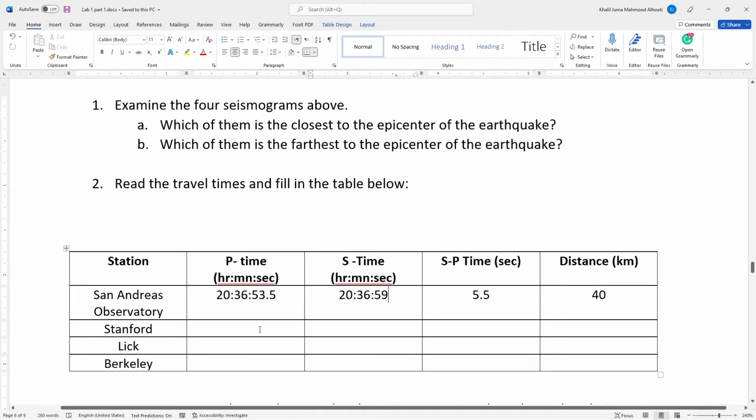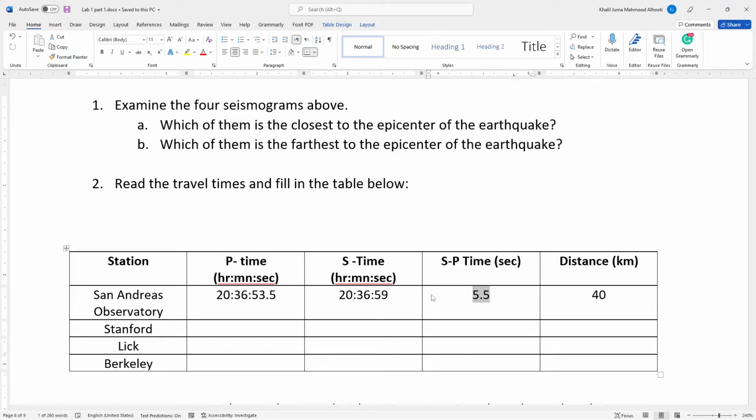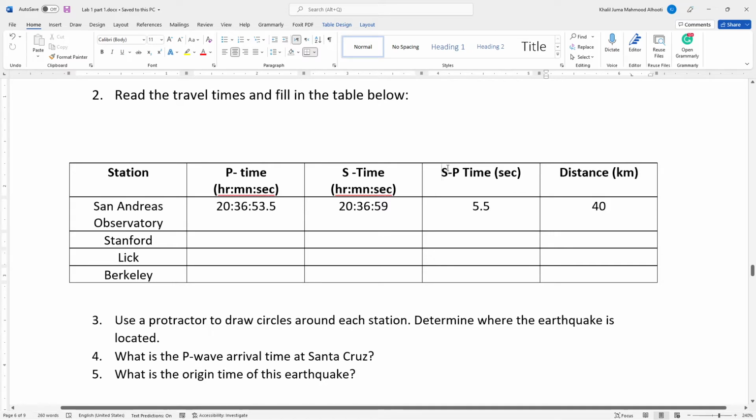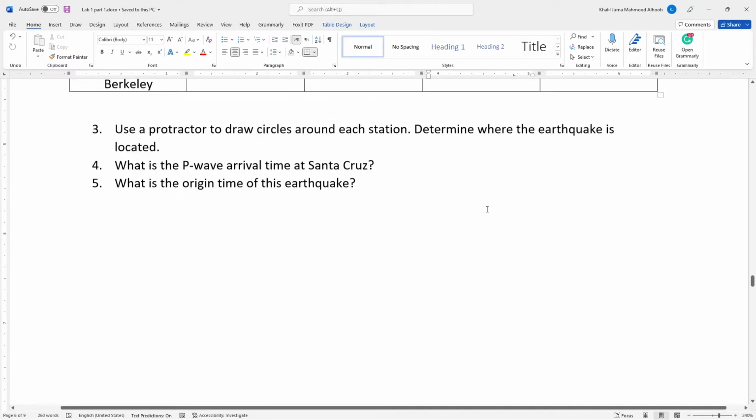Get these numbers, write them down here, and find the difference. So you need to get the difference and then find the distance from the epicenter, or the surface location of the earthquake, to this site, to the station site. For example, for this first case, that's 40 kilometers. And how can you find it? You need to find this difference time. So let's assume we found that it's 5.5 seconds.